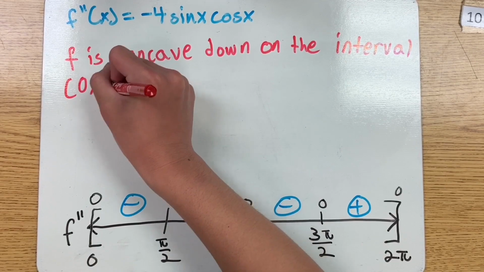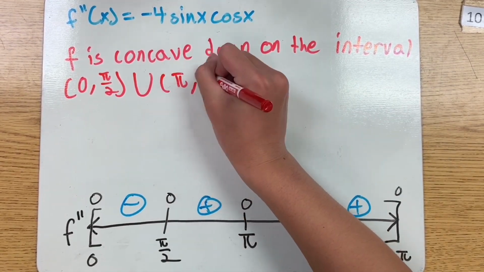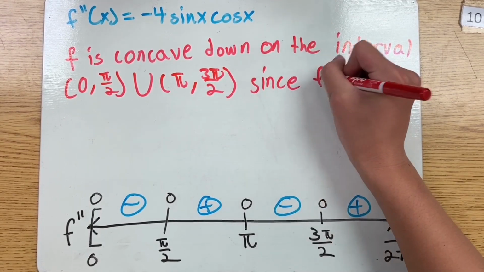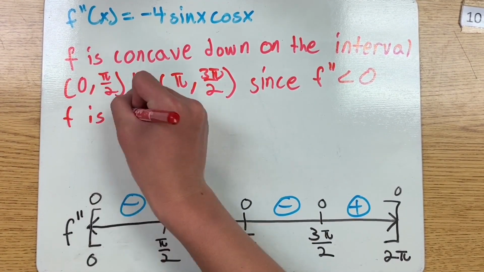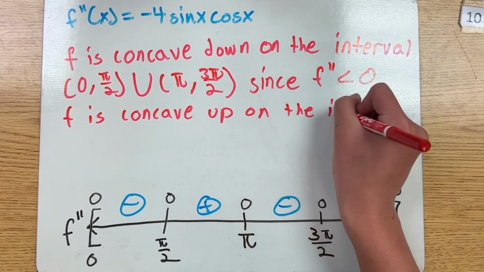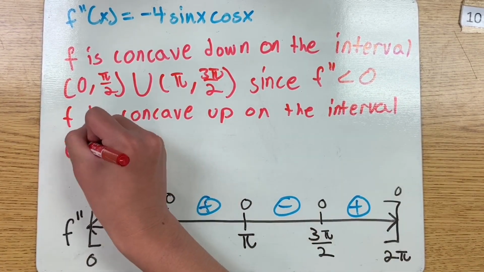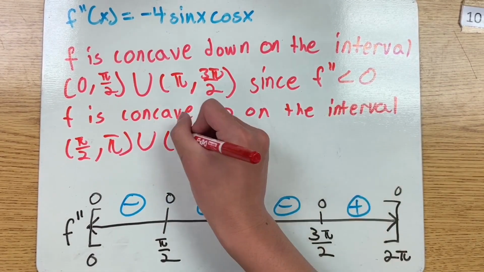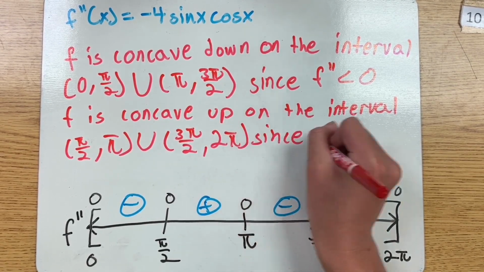Looking at our number line, we know that f is concave down on the interval 0 to pi halves and pi to 3 pi halves, because f double prime is less than 0. F is concave up on the interval pi halves to pi and 3 pi halves to 2 pi, since f double prime is greater than 0. The endpoints of the intervals are excluded because f double prime is equal to 0 at each of these endpoints.